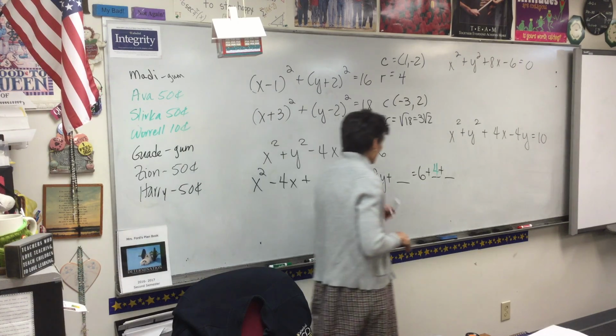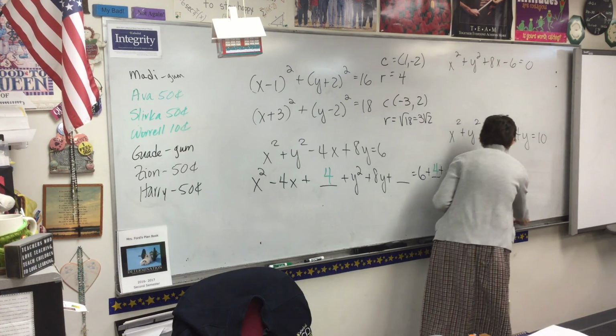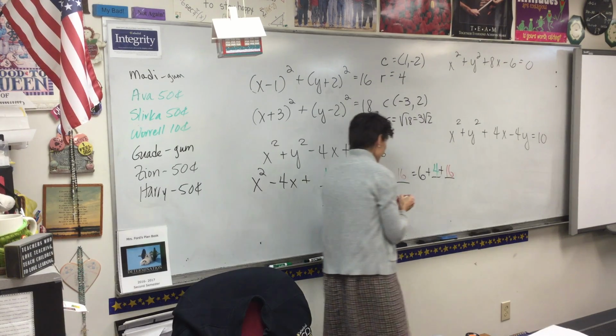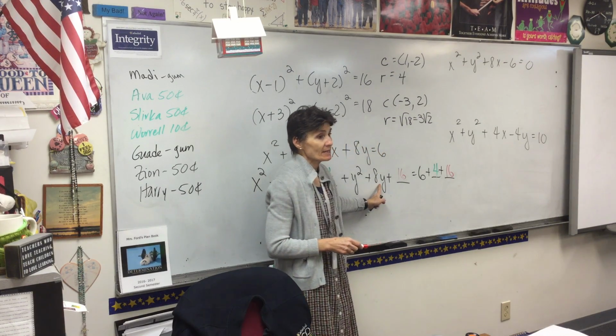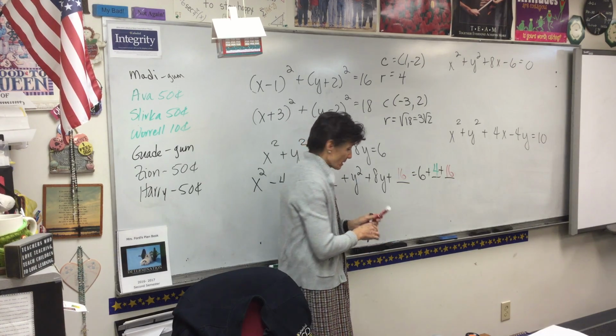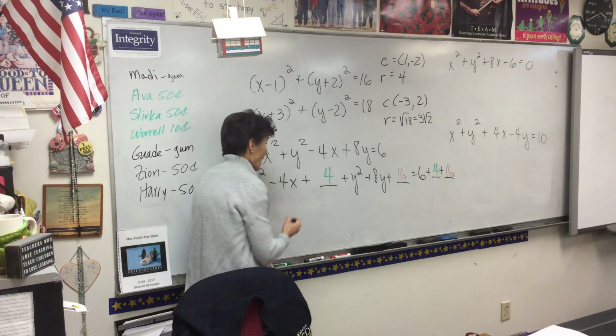Now, what about this one? Complete the square on this one. 16. That's going to be 16. Why is it 16? Half of 8 is 4, squared is 16. Now, why did we do that?